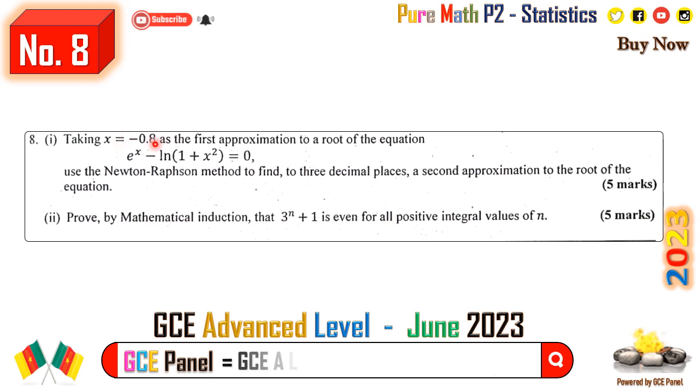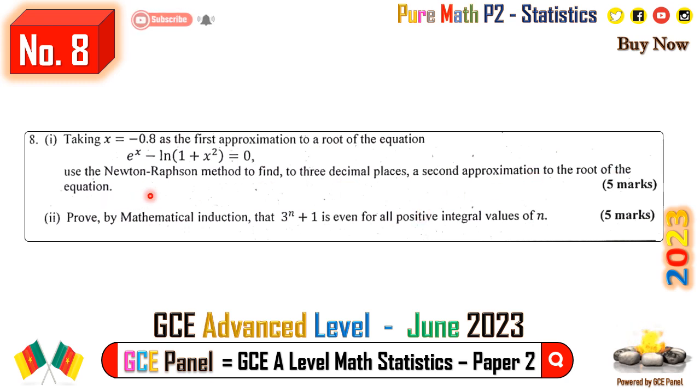Taking x equals negative 0.8 as the first approximation to a root of the equation e to the x minus ln(1 plus x squared) equals 0, use the Newton-Raphson method to find to 3 decimal places a second approximation to the root of the equation.